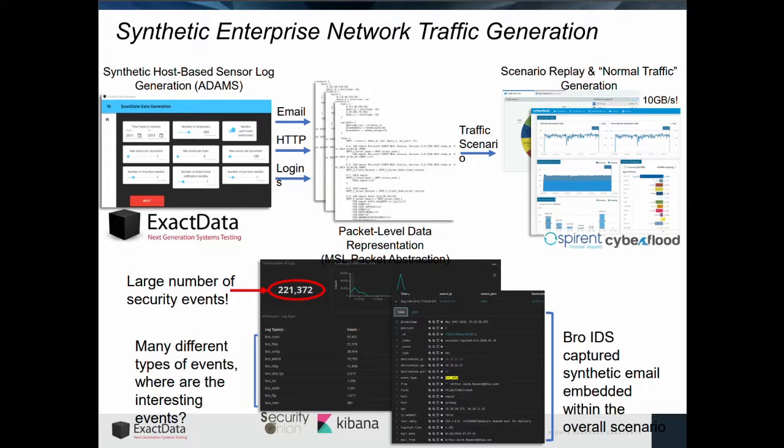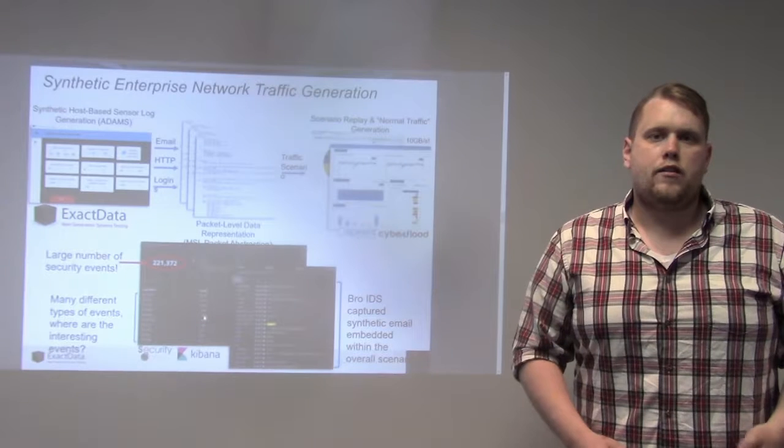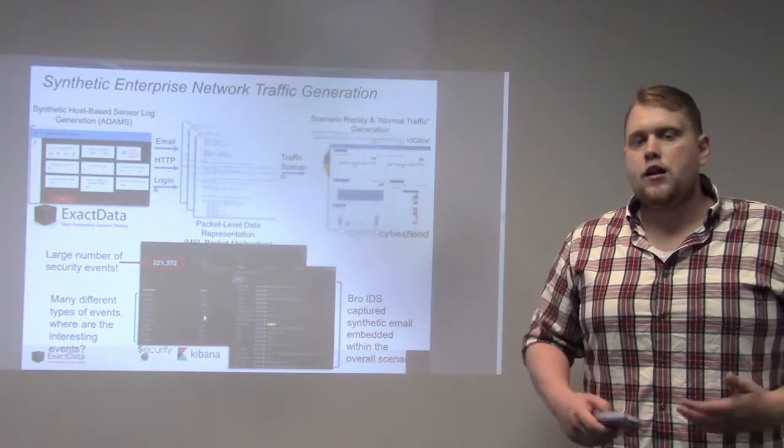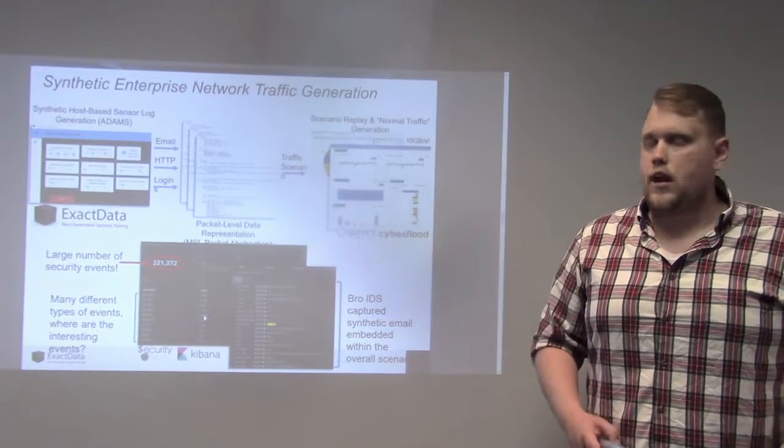And the Adams data model will output the host-based sensor logs for such things as email, web traffic, logins, logouts, and other sensors or attributes like that. And we convert these logs into a packet level description known as a muscle file. And a muscle file is a high level abstraction of the packets within, described by Spear and Cyberflood.